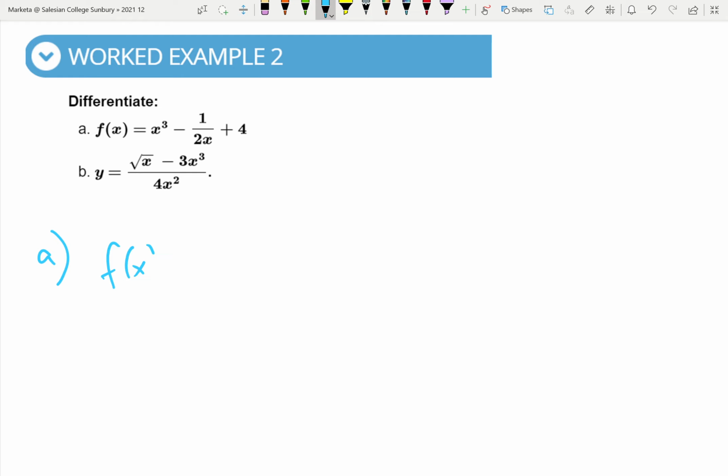f of x equals x cubed, and the first thing to do is to make everything in a line, so you don't want fractions. So it's going to be negative half x to the power of negative 1. Remember, this is in the denominator, so to bring it out of the denominator, it has to change to a negative power, plus 4. And then f dash of x, be careful, it's not f to the negative 1 of x. It's confusing sometimes because we've been working on inverse functions, so don't get confused with the notation.